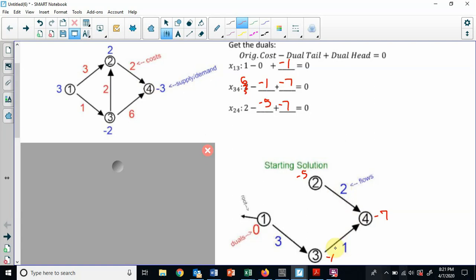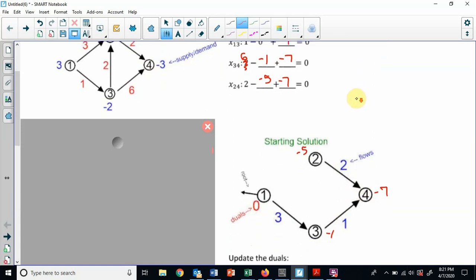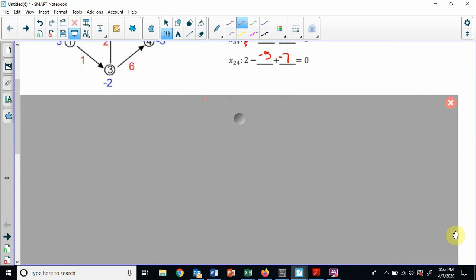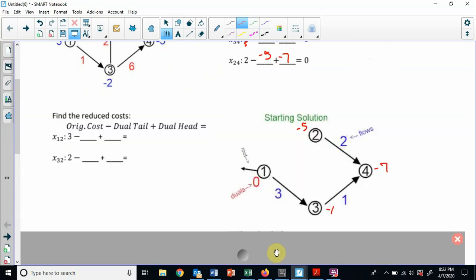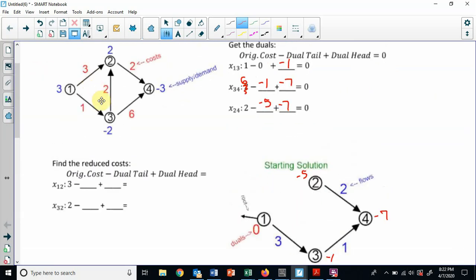Okay, so we found the duals, and we found the duals with this original cost minus the dual tail plus the head. It's got to equal 0. Now what we'd like to do is check these 2 arcs that are not in the basis, to see which of these 2 is most attractive to enter the basis. Just like we would with our LPs, we check the reduced cost on these 2.